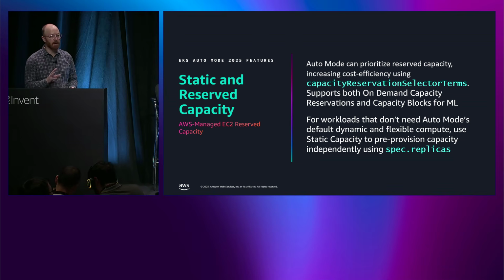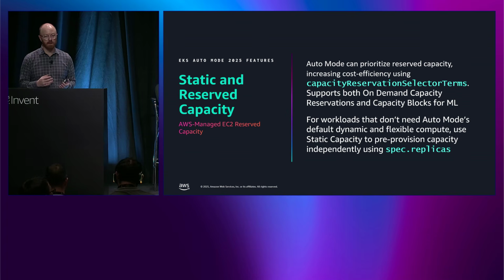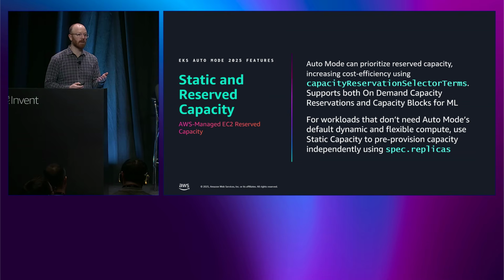So first, Auto Mode can now prioritize reserved capacity, so on-demand capacity reservations or capacity blocks for ML, which will help increase the cost efficiency of your existing investments in these pre-purchased options. You can configure this using a new stanza in the node class, and you'll recognize a theme here around terms: capacity reservation selector terms. This lets you target reservations very flexibly by ID or via tag, and will let Auto Mode say, hey, if I can fulfill the compute needs for a workload using reserved capacity, it'll always try to do that first rather than spinning up an on-demand or spot instance, for example.